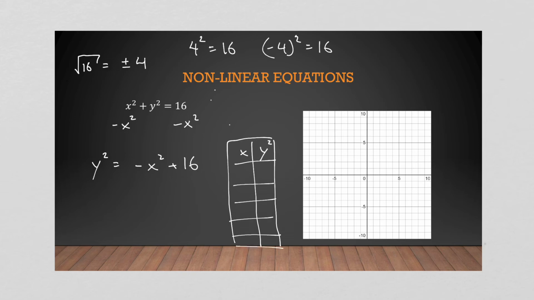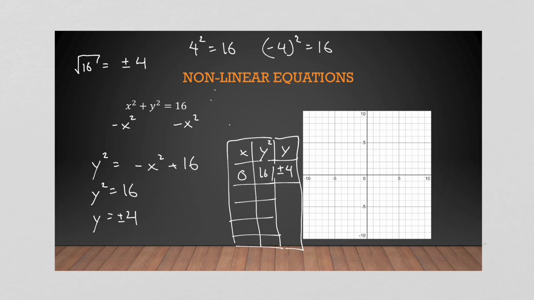So how about when x is 0? Well, when x is 0, y squared equals 16, which means that y equals the square root of 16, 4, but plus or minus 4. Sorry, that's y squared. Y squared is 16, so here's my y. Y is plus or minus 4. Okay, so let's move left and right of that.